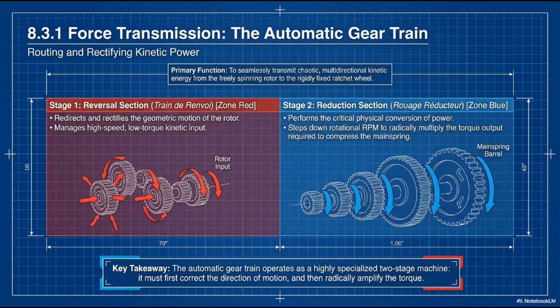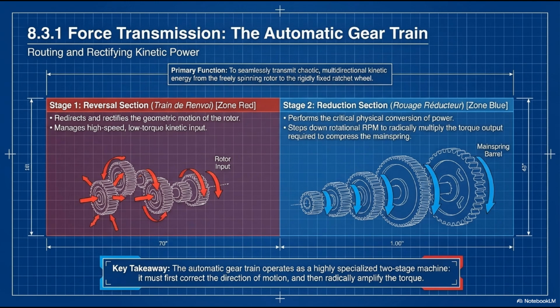If the rotor spins clockwise, the output must turn right. If the rotor spins counterclockwise, the output must still turn right. It manages high-speed, low-torque kinetic input. Once direction is corrected, we enter stage 2 in the blue zone, the reduction section, or rouage réducteur. This performs the critical physical conversion of power. It systematically steps down the high rotational RPM of the rotor to radically multiply the torque output required to actually compress a thick steel mainspring.